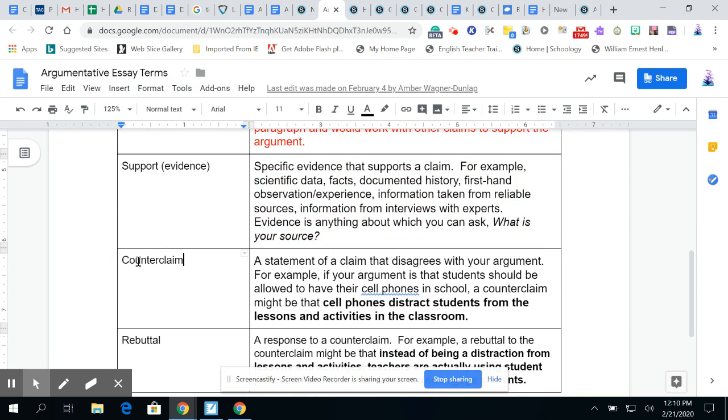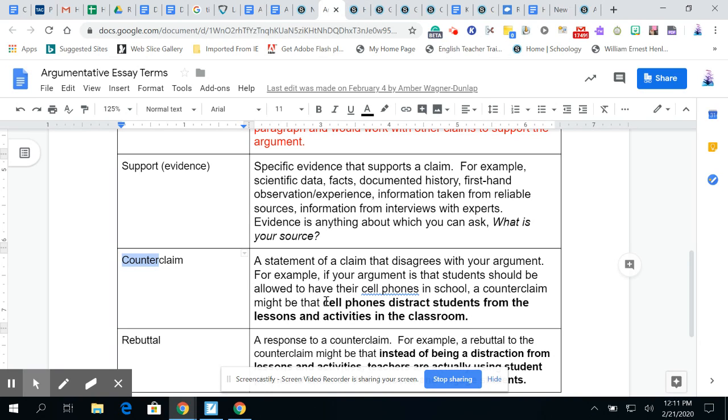In an argumentative essay, I also have to address a counterclaim. Counter means against. So I'm looking at a claim that the other side might make, and I'm going to then, in my rebuttal, respond to it. So it's going to be a statement of a claim that disagrees with my argument. For example, if your argument is that students should be allowed to have their cell phones in school, a counterclaim might be that cell phones distract students from the lessons and activities in the classroom.